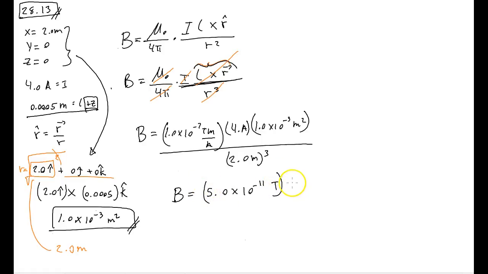And this is in the j direction. And the reason why is because when we cross i with k, then you get j. And that's pretty much it.